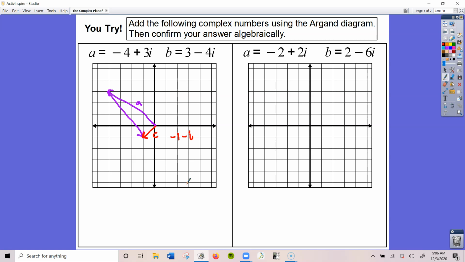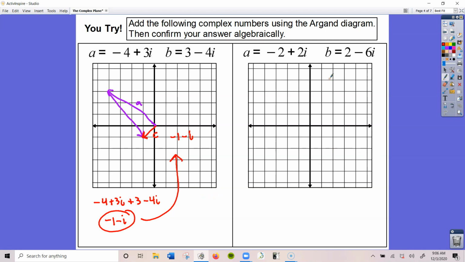And now we're going to go ahead and confirm that answer. So we're going to add -4 plus 3i plus 3 minus 4i. -4 plus 3 is -1, and 3i minus 4i is -i. And I have just confirmed that my Argand diagram is correct.